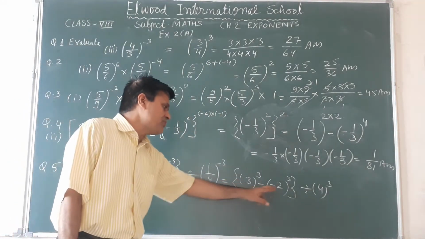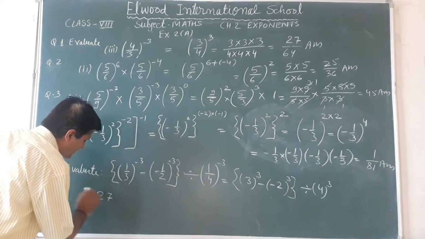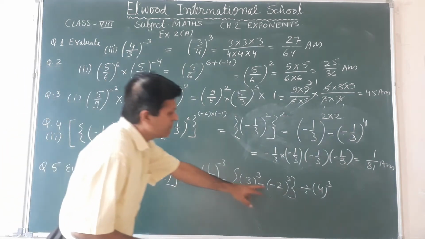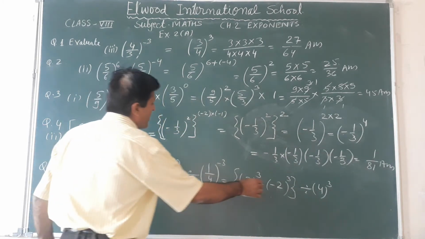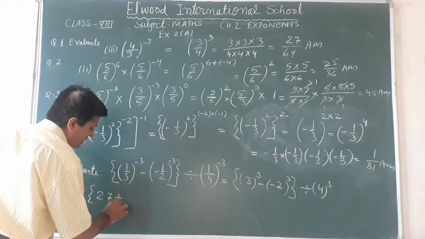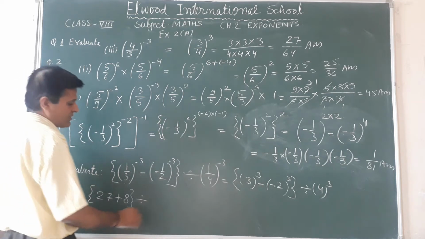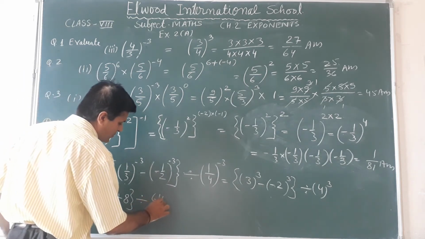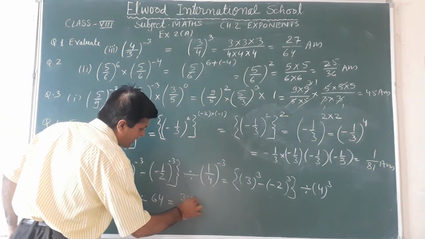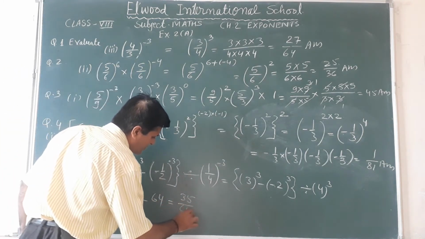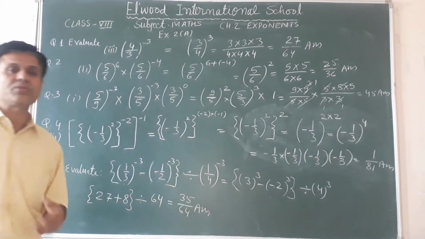So first we will solve this. It will be 3 3s are 9, 9 3s are 27, and it will be minus 2 cubed: 2 2s are 4, 4 2s are 8, so minus 8. Minus multiplied by it becomes plus 8, and divided by 4 4s are 16, 16 4s are 64. 27 plus 8 becomes 35 divided by 64. So this is the answer to question number 5. Now we will solve the next question.